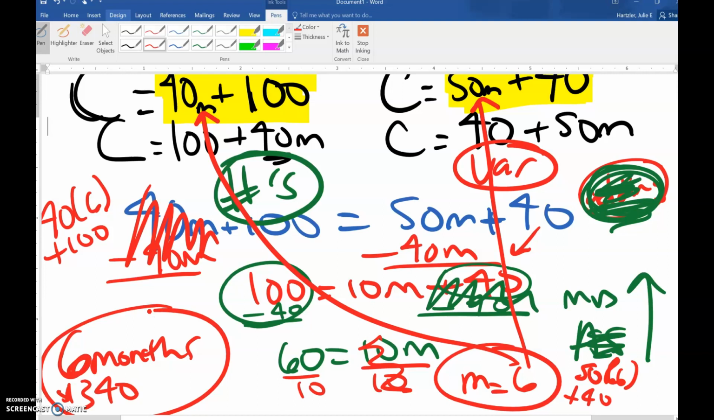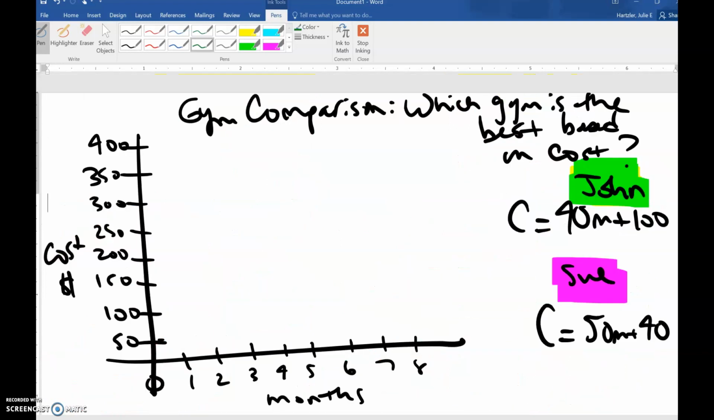So either I could join John's, or I could join Sue. If I'm joining for 6 months and then quitting, I'm going to pay the exact same amount of money, which is $340. All right, so I'm going to pause it here. Go ahead and answer C and D and graph it and all that good stuff, and then I'll come back. Okay, I'm going to graph this first before we talk about C.